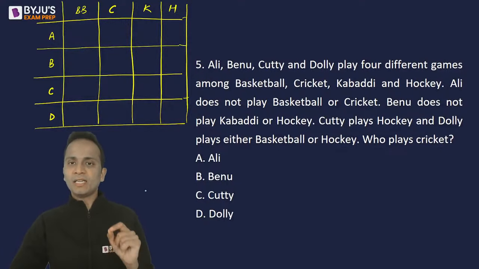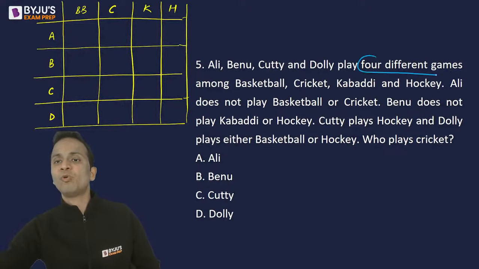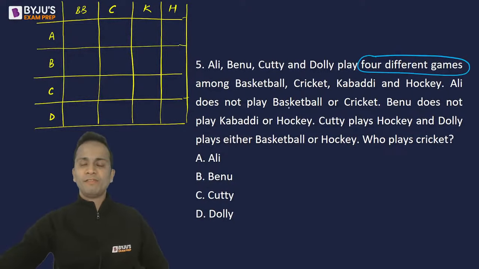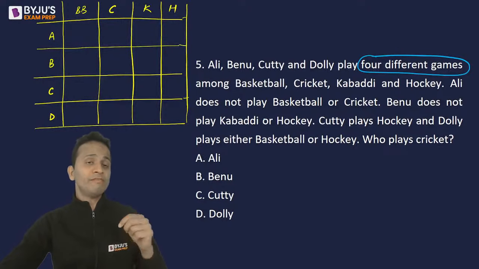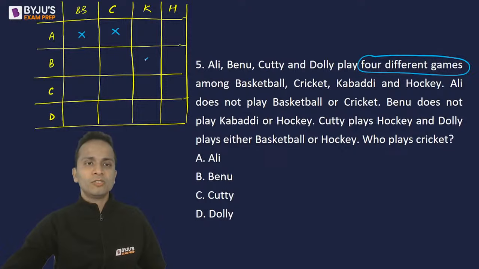It is mentioned that these 4 play 4 different games. So no 2 of them will play the same game. Ali does not play basketball or cricket. Benu does not play kabaddi or hockey. So Benu does not play kabaddi, does not play hockey.